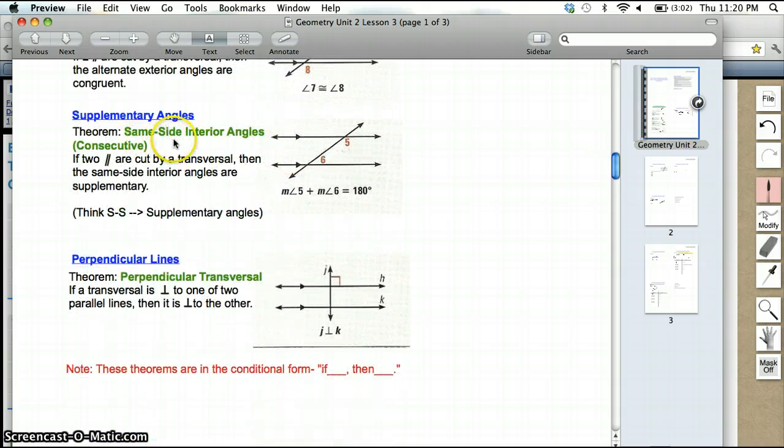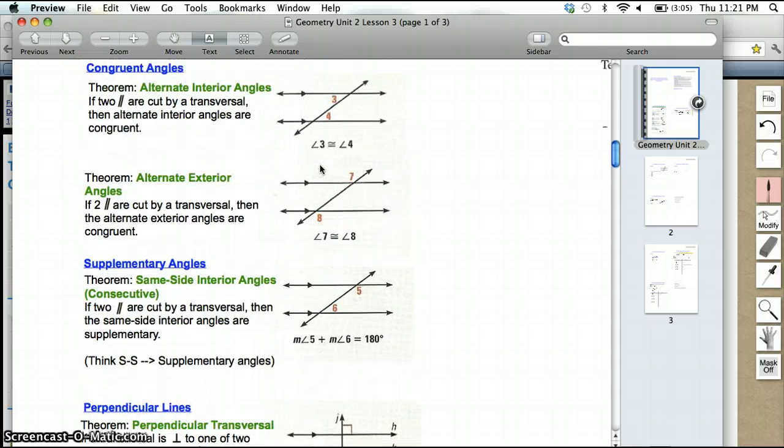Now let's go down to same side interior angles. Same side interior angles means they're on the same side, so angle 5 and angle 6 are on the same side of the transversal. They're on the inside of your two lines, so they're called same side interior angles. Both of these are supplementary, and supplementary angles add up to 180 degrees. You can also see that both of these angles make a straight line, and a straight line equals 180 degrees. So angle 5 plus angle 6 equals 180 degrees.